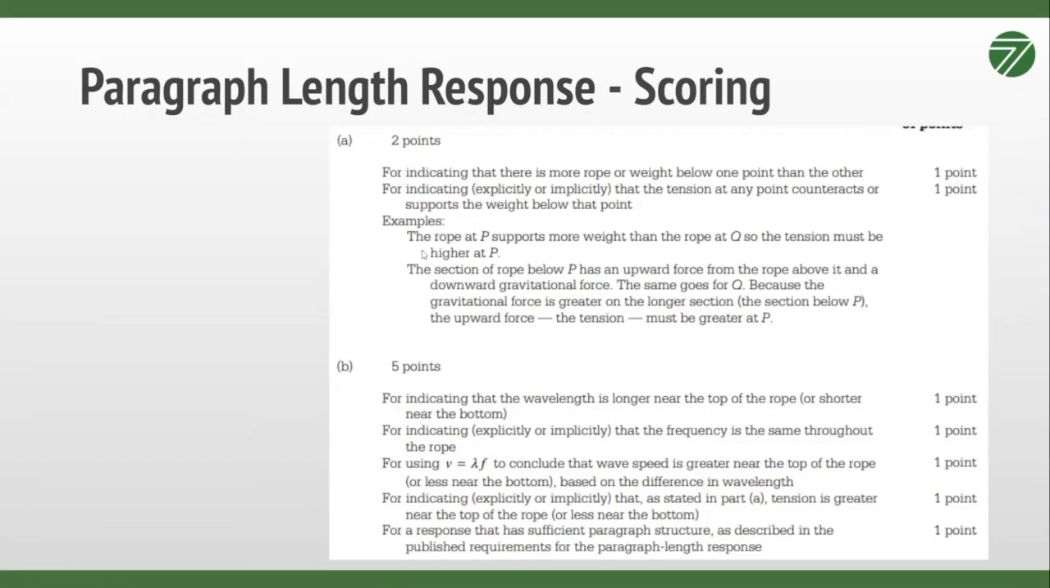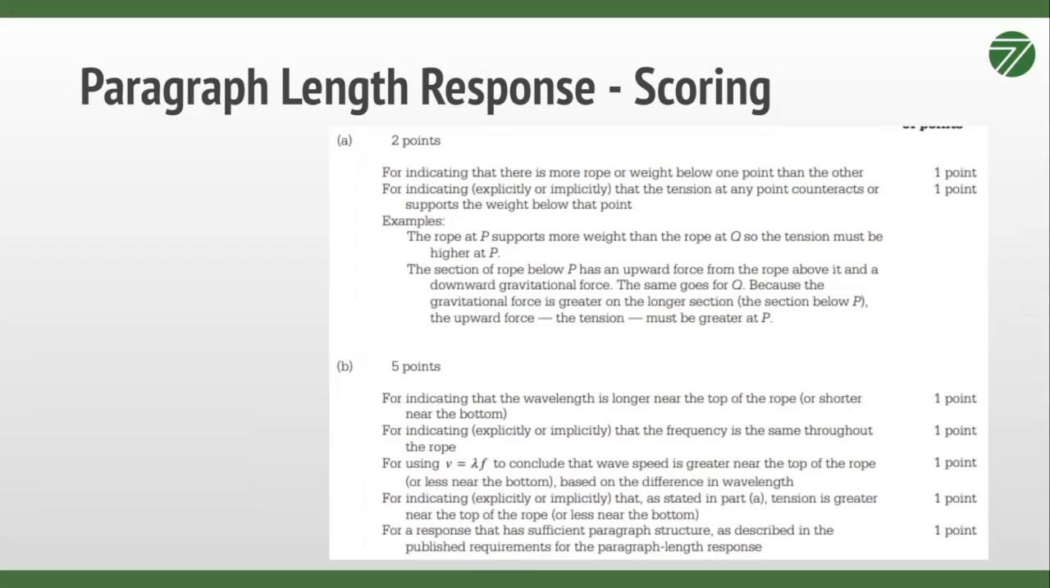So here they give 1 point for indicating that there is more rope or weight below 1 point than the other. So basically some kind of indication that you're talking about weight. 1 point for indicating explicitly or implicitly. So you don't have to use their exact words, but you have to somehow imply that the tension at any point counteracts or supports the weight below that point.